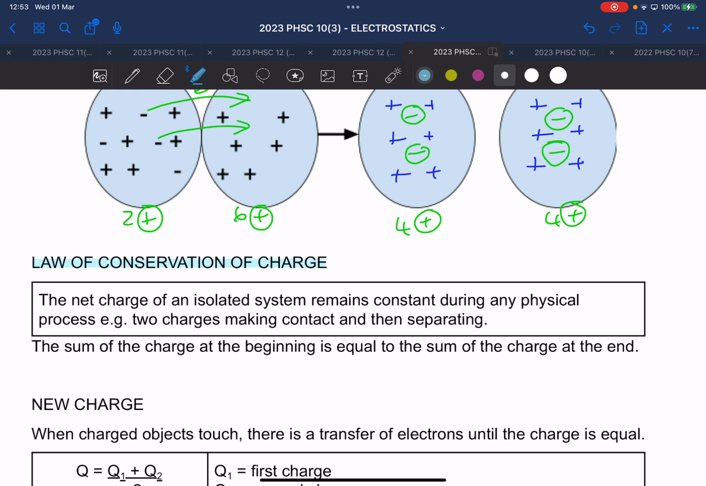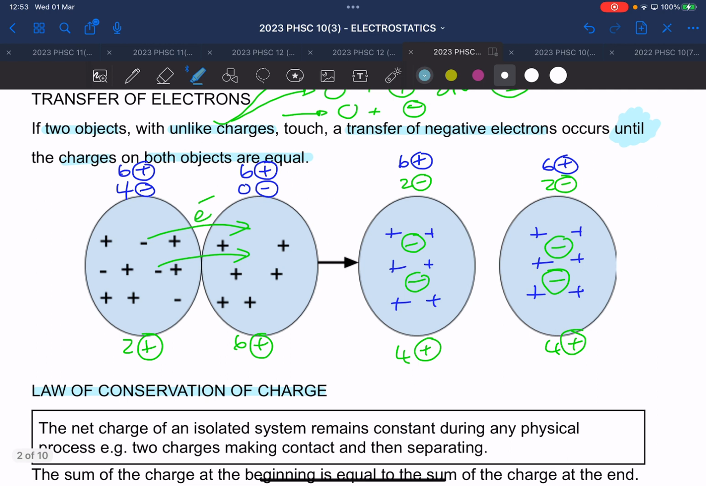Okay? So when I say the word conservation, the conservation of rhinos is very important. What do I mean by that? Protecting it, keeping it together. So when we say the law of conservation of charge, we mean that the charge must be the same. The charge that we have at the beginning must be the charge that we have at the end.